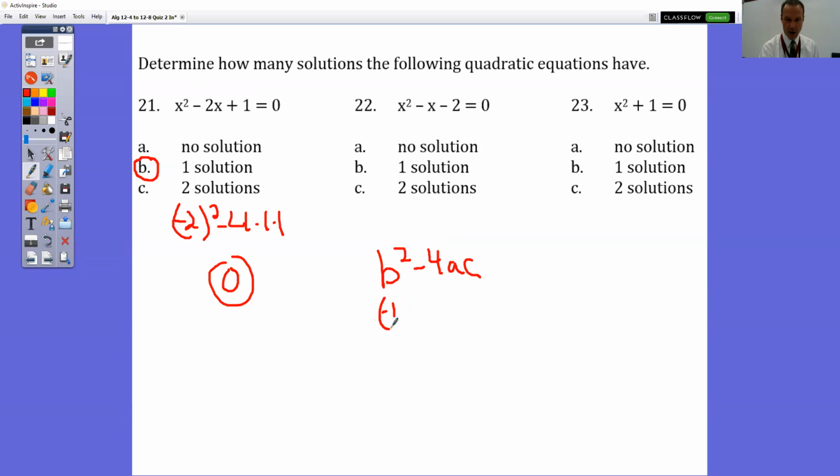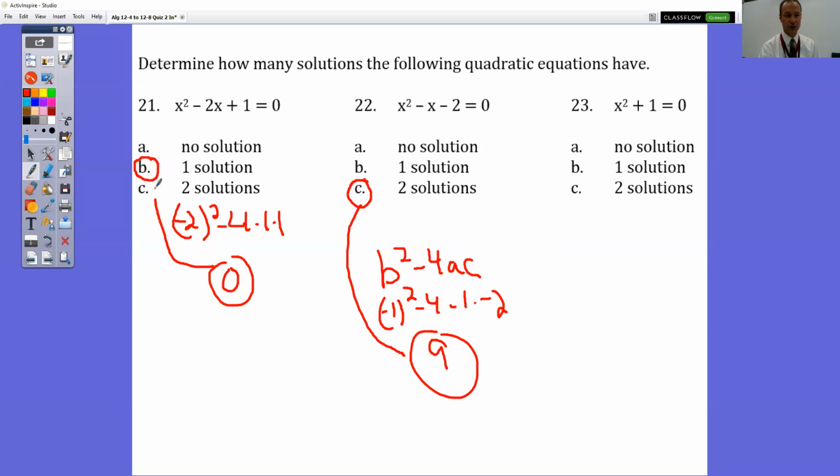B squared, -1 squared minus 4 times 1 times -2. When you type that into the calculator, you get 9. When you get a positive number like that, any positive number is 2 solutions. And then here we would have b squared. We don't have a b value there, so it's really 0 squared minus 4 times a times c, 1 and 1. When you type that into the calculator, you get -4. Anytime that you have a negative number is when it's no solution, because just like in the previous problem where you had the negative underneath the square root symbol, that was an imaginary number.